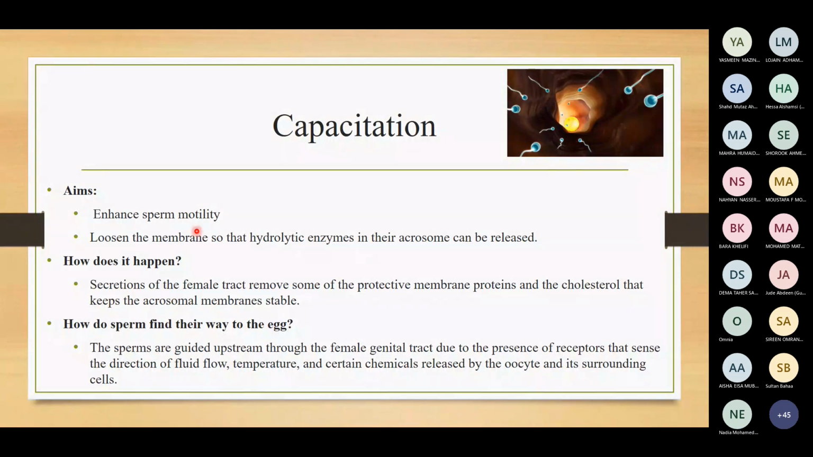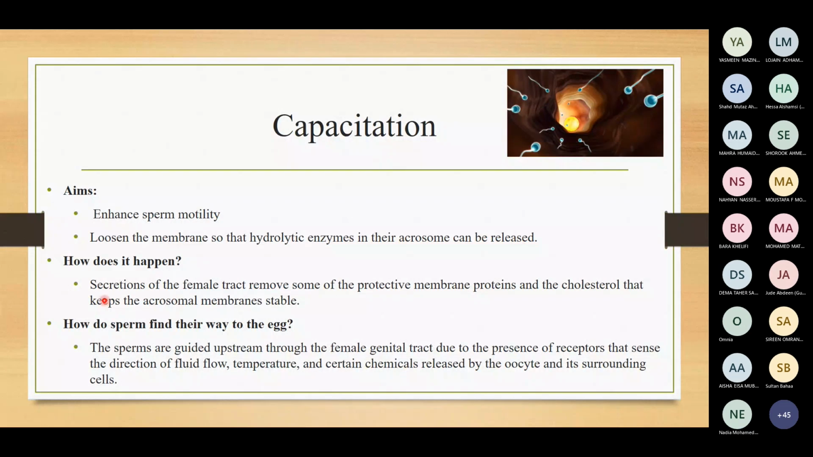It's to go through it. So we do need these enzymes to actually penetrate and go through all of the membranes that cover the egg, okay? This is why capacitation is very important, because if the sperm reaches the egg and has not undergone capacitation, then there's going to be no use. Nothing's going to happen because we won't have anything that's going to help the sperm actually poke through the egg.